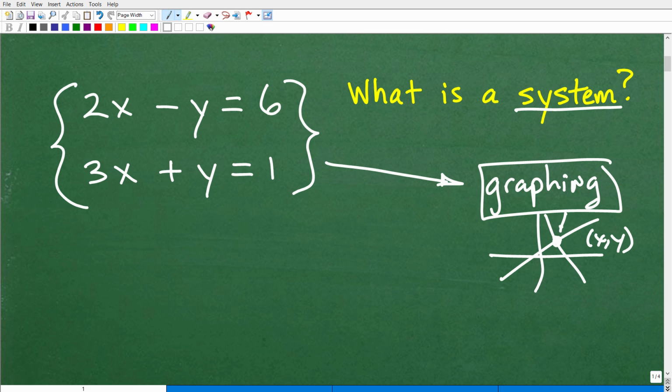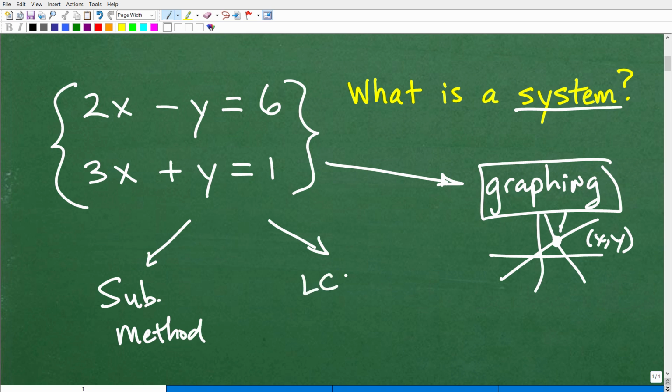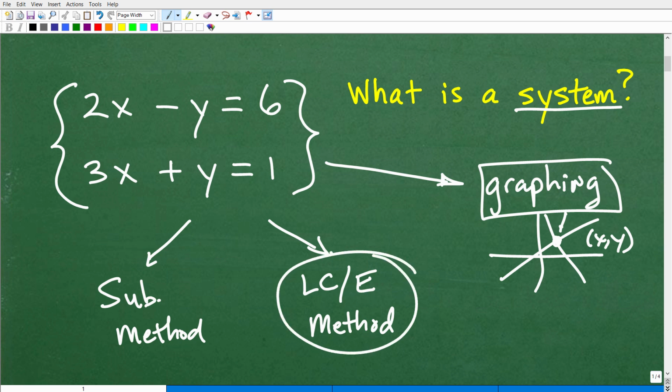So there's two primary methods that you need to be super good at. The first is called the substitution method. And the second method is called the linear combination or elimination method. It all depends on how it's being described in your particular textbook, but linear combination and/or elimination method. So these two methods are the primary algebraic techniques that you need to know super well to be able to solve a system.